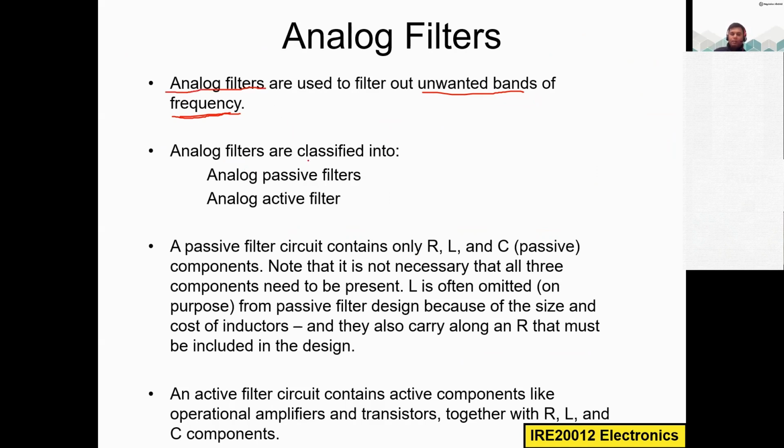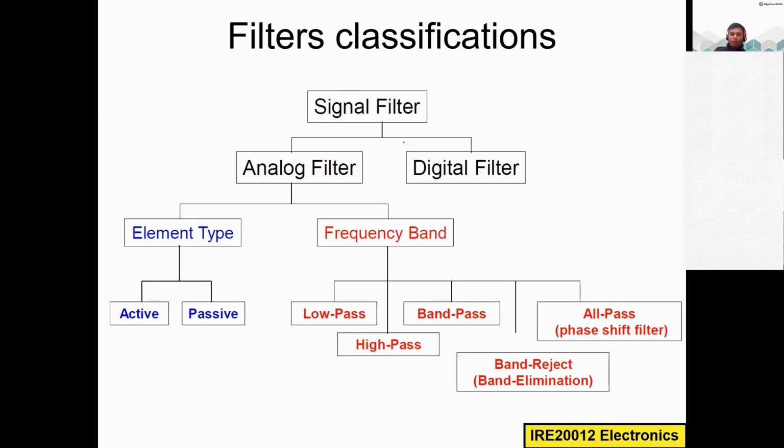So analog filters are classified into analog passive and analog active filters. Before that, I will show you this one. This is the overall classification flowchart. All the signal filters can be classified into two major types. One is analog filter, another one is digital filter.